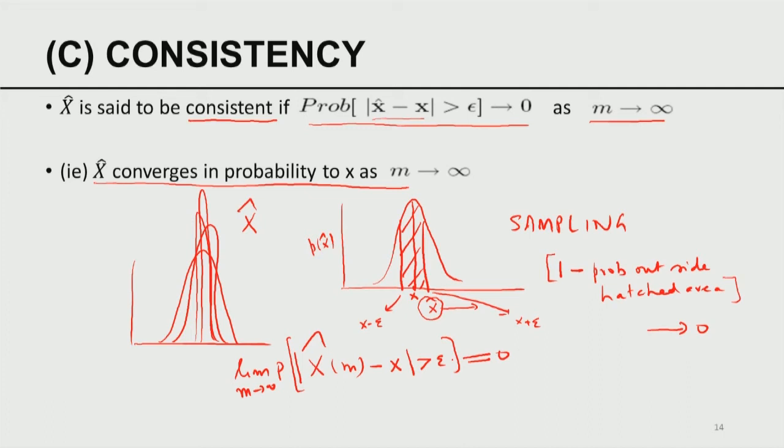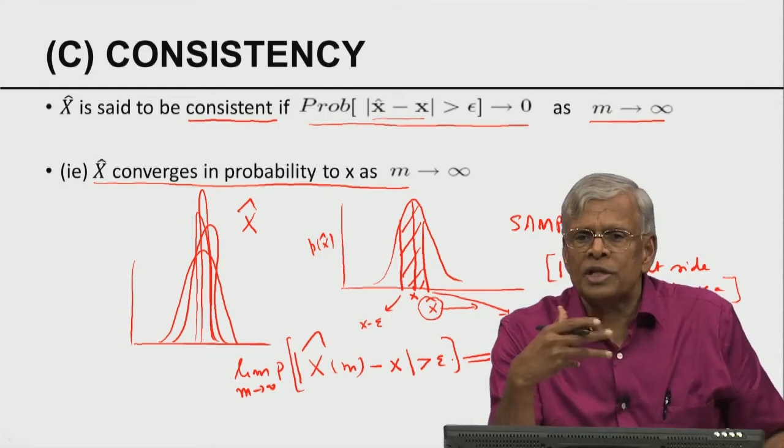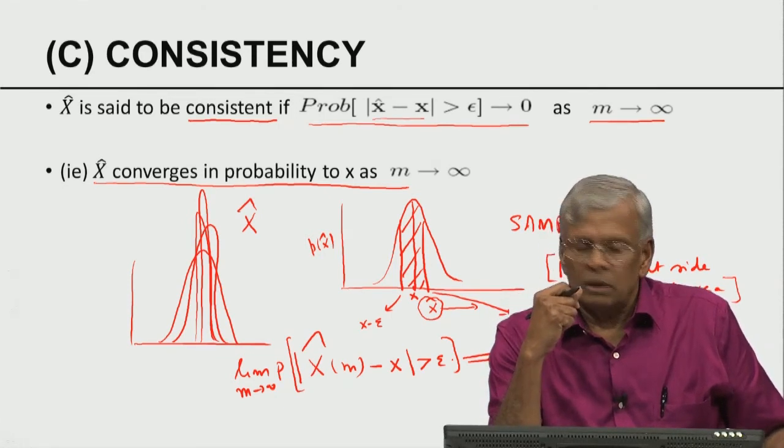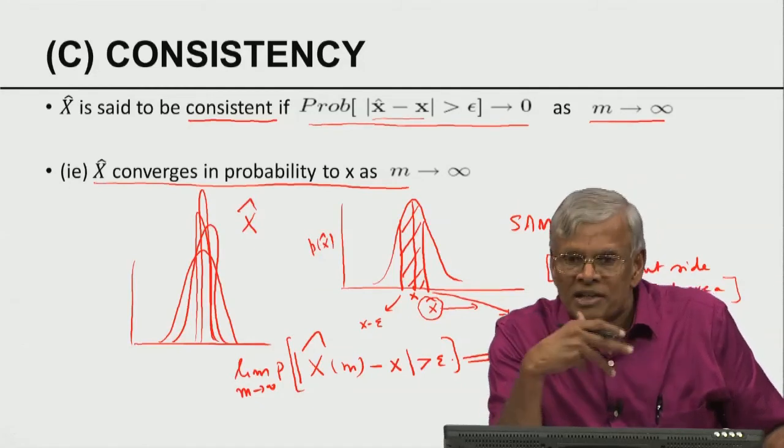So consistency of an estimate is another fundamental attribute. We have seen 3 attributes: biasness or unbiasedness, relative efficiency, most efficient estimate, and then the third one is called consistency. So what are we looking for? We are looking for a consistent, unbiased, most efficient estimate. That's the ultimate goal from a statistical perspective.